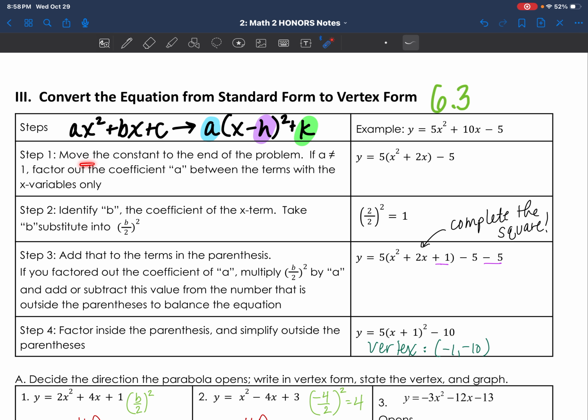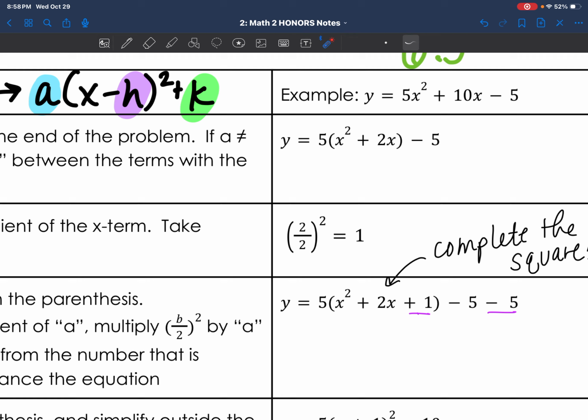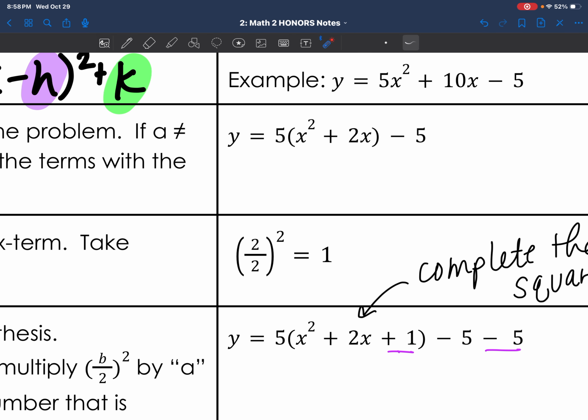One way to do it is to move the constant to the end of the problem. So in this case, I'm going to leave -5 off to the side, and I'm only looking at this part. For this front part, we're going to factor out a because we want that to equal 1. I factored out 5, and I'm left with x squared plus 2x. Again, we're leaving -5 off to the side.